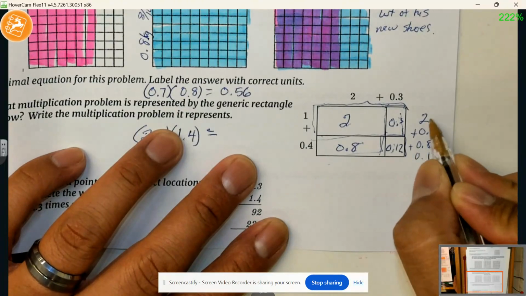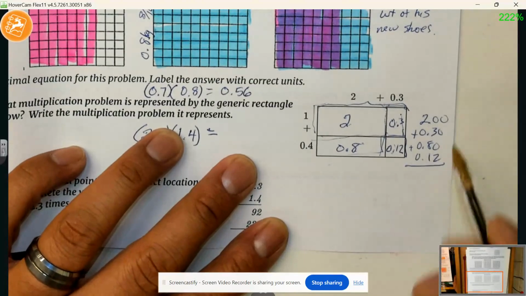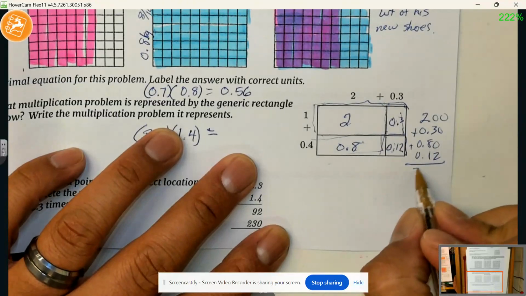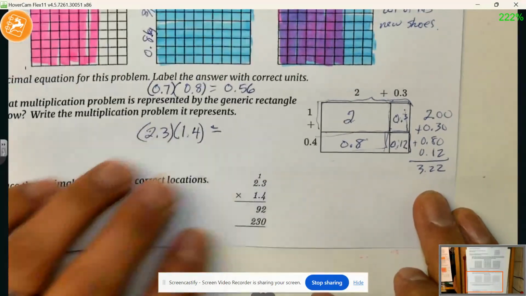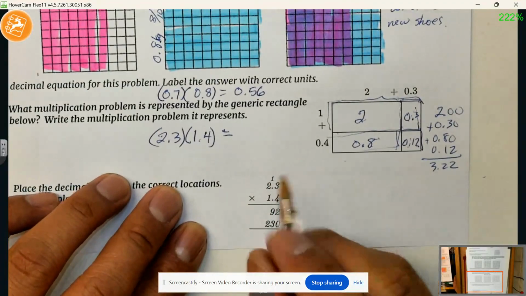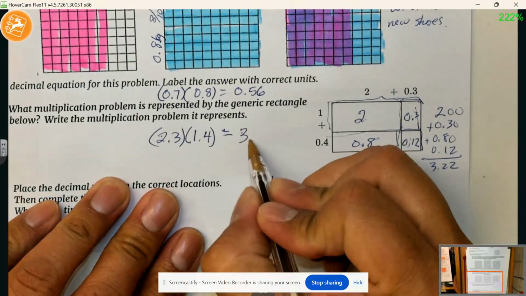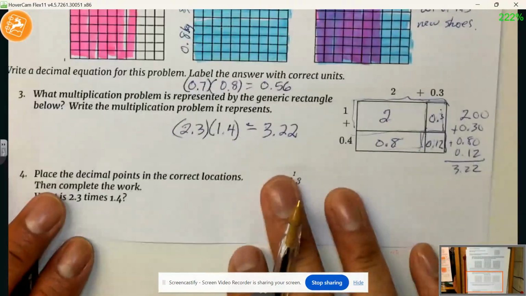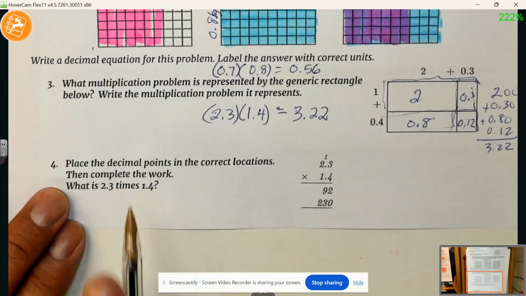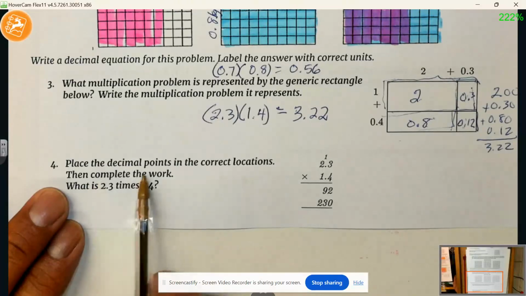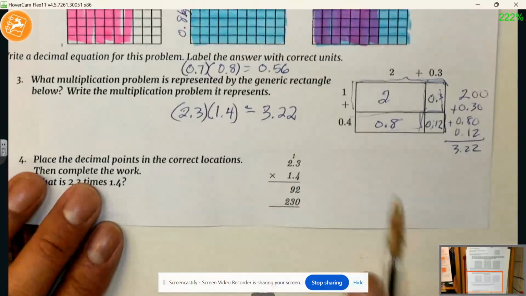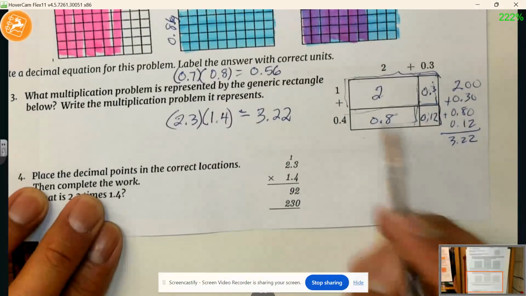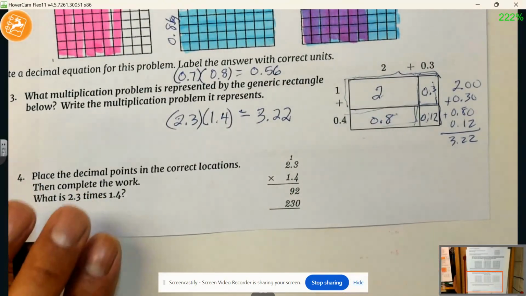Okay, so let's line up our decimals, and that makes it a little bit easier. And we should get 3 and 22 hundredths. And that is the answer. All right, so in this last one, number 4, put decimal points in the correct locations, then complete the work. So we're multiplying 2.3, just like this, by 1.4. So the reason why we're looking at the area model is sometimes people misplace decimals.